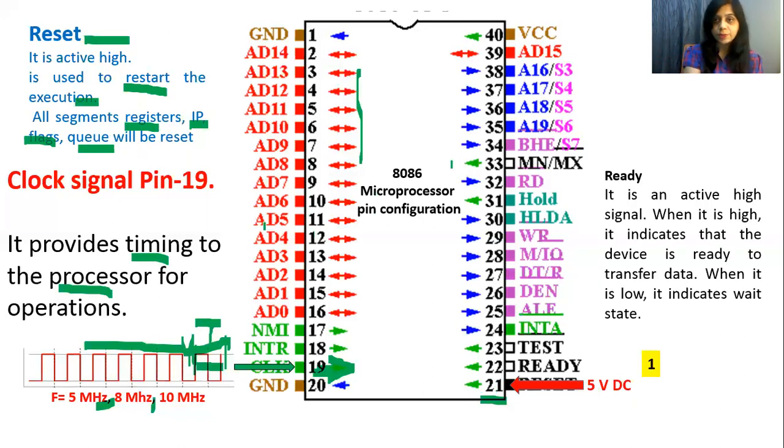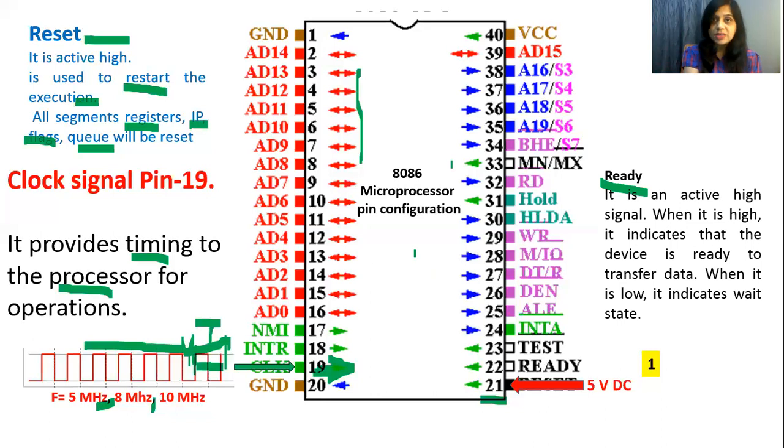Now what is the next pin? The next pin is ready. Ready is again an active high pin because there is no bar. When it is high, it indicates that the device is ready to transfer data. What is the meaning of this? Now, we know that whenever we want to use 8086, we have to connect multiple devices to 8086. We may connect an input device like a keyboard, or an output device like a monitor.